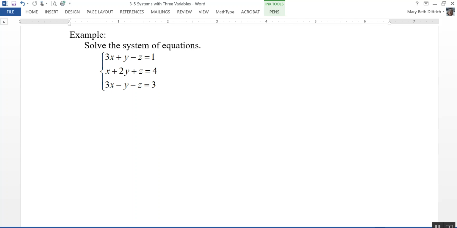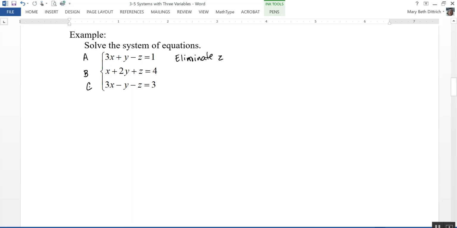Looking at this system, I'm really liking the looks of z, because notice I have a negative z, a positive z, and a negative z. I'm going to eliminate my z. To keep the equations straight, I like to label them. I'm going to call the first one A, the second one B, and the third one C.